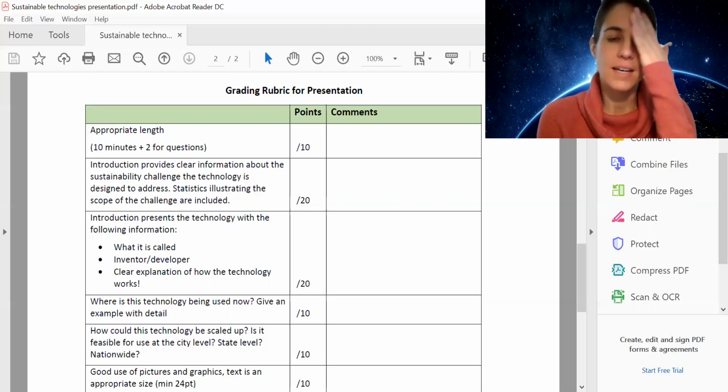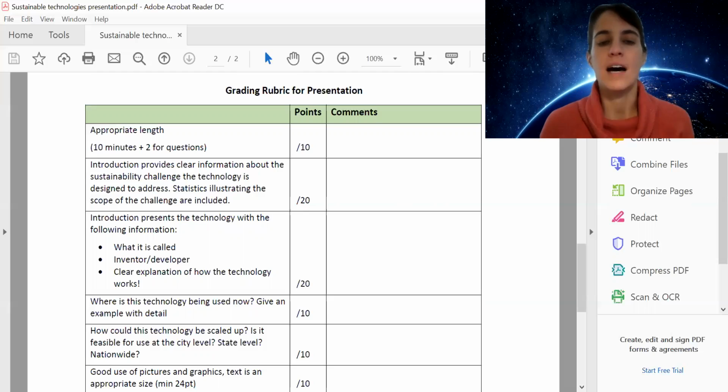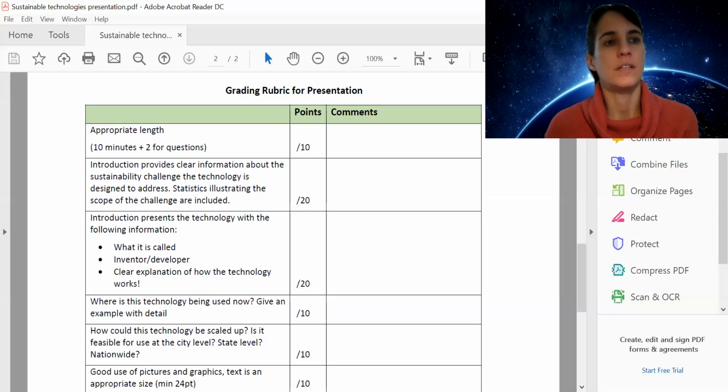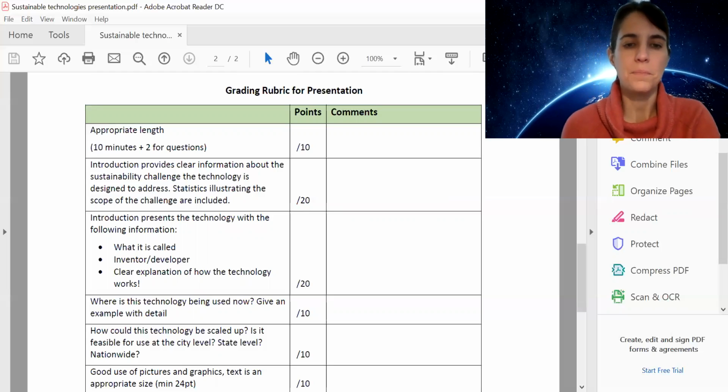But the next question is, how could it be scaled up? So could this technology actually be scaled up beyond the level of just the inventor? Could it be scaled up to the level of a university, or to a company, or to the level of the town or a state, right? How feasible is that? And then the last couple of requirements, so those are all the content requirements.